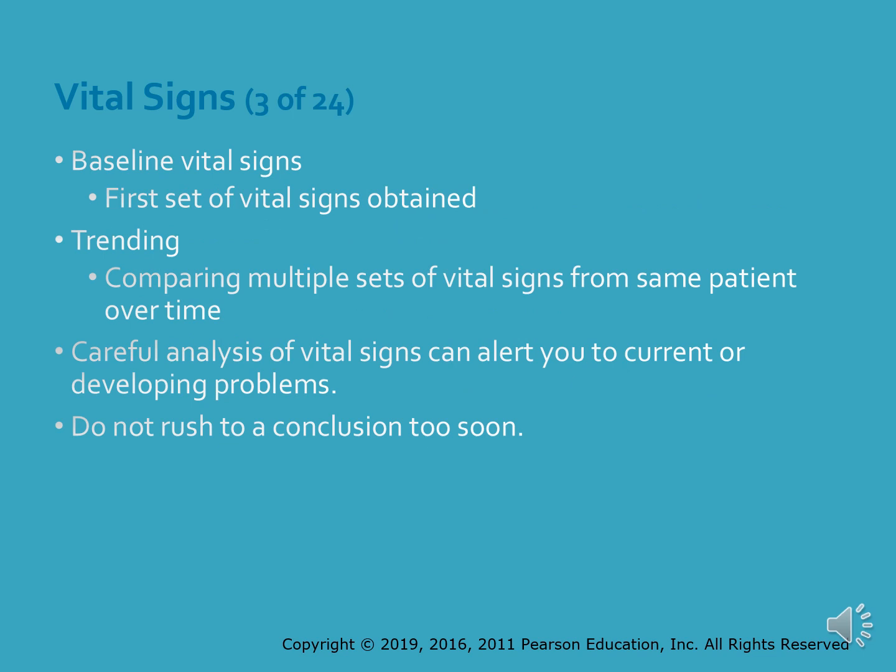So just to do a little recap, our baseline vitals is that first set of vital signs that we obtain. Then we have the trending, which is comparing multiple sets of vitals from the same patient over a time period. And then careful analysis of the vital signs can alert you to a current or developing problem. But do not rush to a conclusion too soon, because your next set of vitals 5 minutes later on that unstable patient might show you something totally different. So just be patient and keep doing your care for that patient.